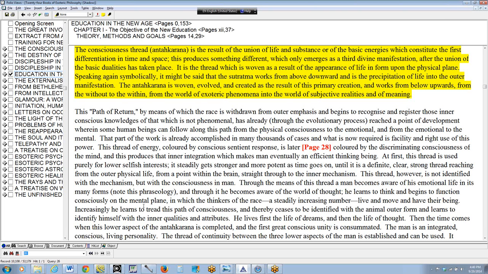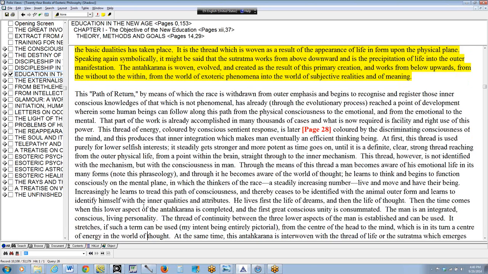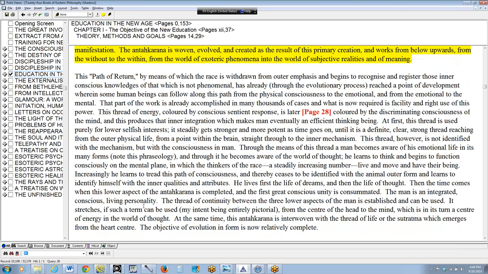This thread of energy, colored by the conscious sentient response, is later colored by the discriminating consciousness of the mind, and this produces the inner integration which makes a man eventually an efficient thinking being. At first, this thread is used for purely lower selfish interests. It steadily gets stronger and more potent as time goes on, until it is a definite, clear, strong thread reaching from the outer physical life, from a point within the brain, straight through to the inner mechanism. Yes, and by that inner mechanism we must mean the soul. This thread, however, is not identified with the mechanism, but with the consciousness in man.